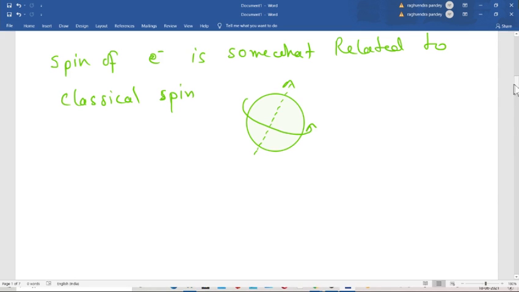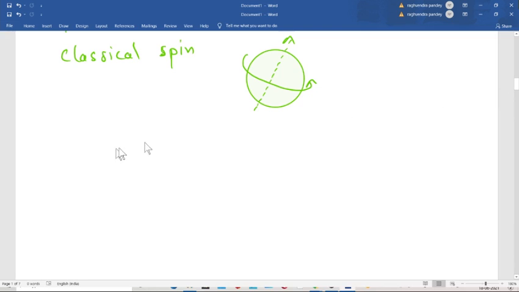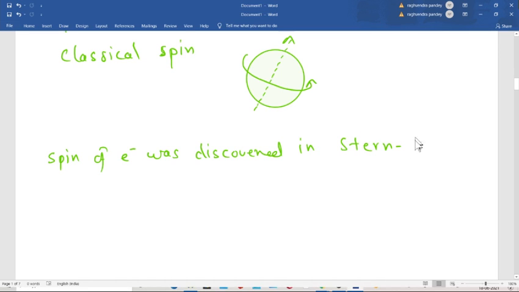So the spin of the electron is the spin quantum number. The spin of the electron was discovered in the Stern-Gerlach experiment. So it was discovered there.